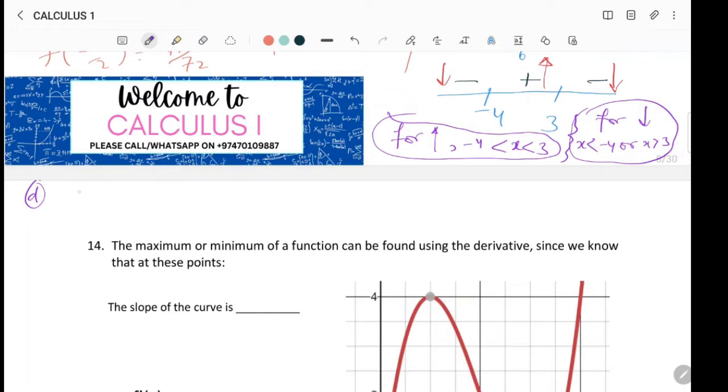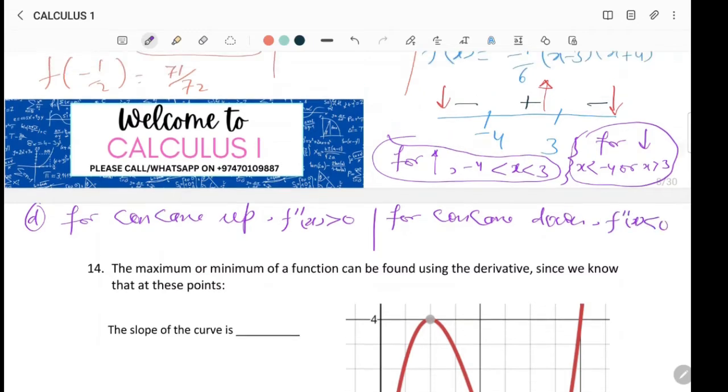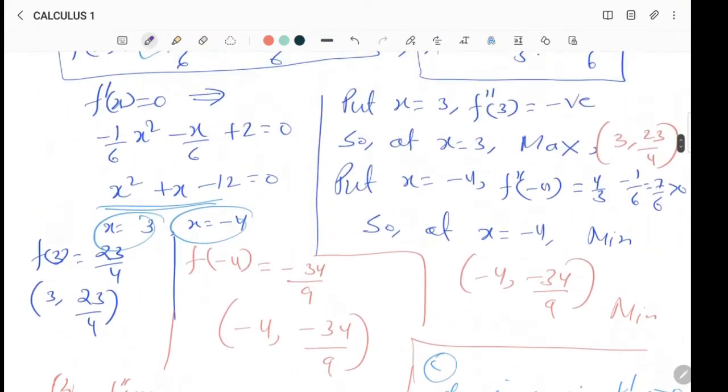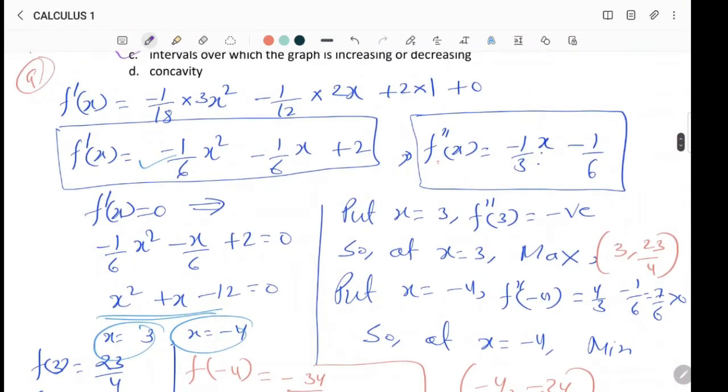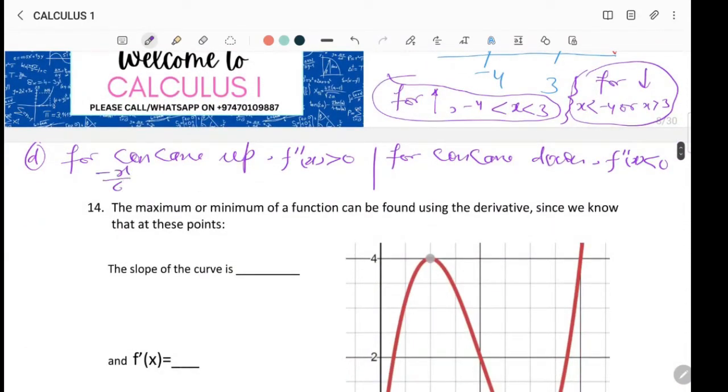Okay, so guys, for concave up, f double dash x is greater than 0, and for concave down, f double dash x is less than 0. By the way, what is f double dash x for us? Yeah, minus x over 3 minus 1 over 6.